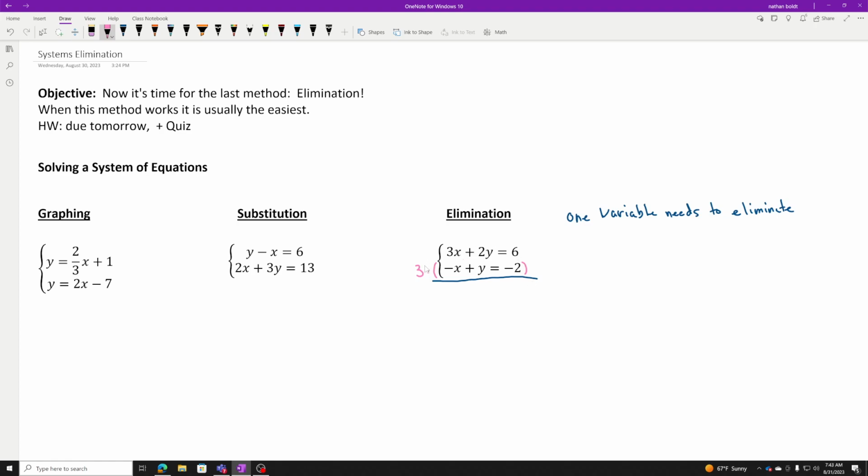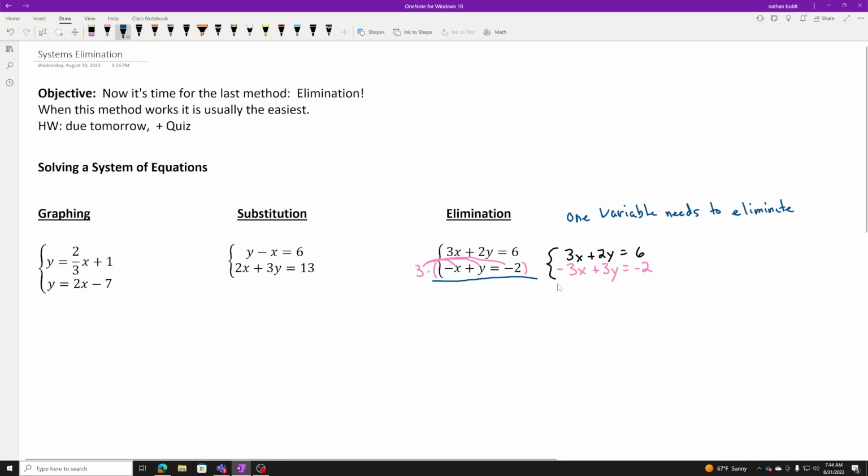So let's distribute 3 and multiply the entire bottom equation by 3. That will turn the bottom equation into negative 3x plus 3y equals negative 6. Now the top equation we didn't do anything to, so it's going to remain the same. I'm just going to copy it over: 3x plus 2y equals 6. Now my system here is ready for elimination.